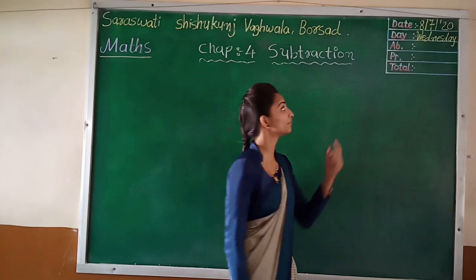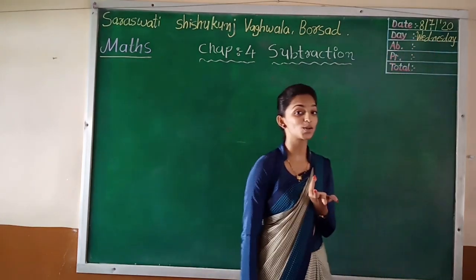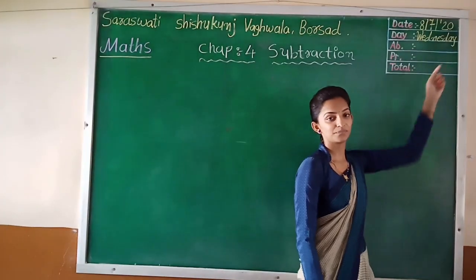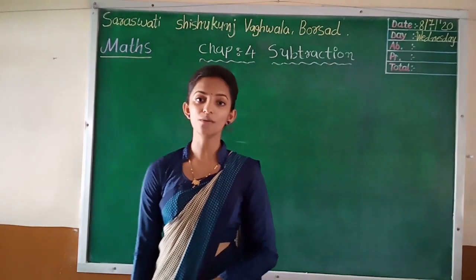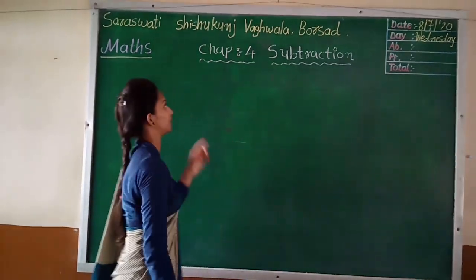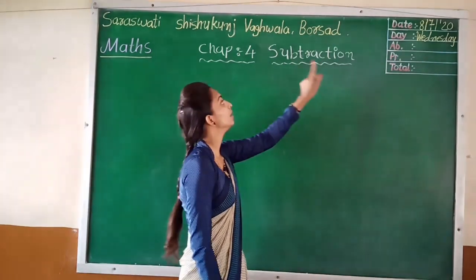Which date is today? 8 July 2020. And which day is today? Wednesday. Students, we have completed our 3 chapters. Now today we will start our new chapter. Chapter number 4, which name is subtraction.